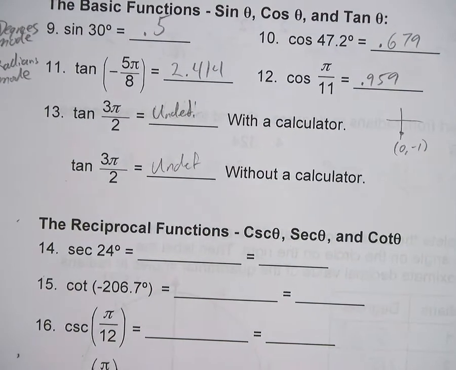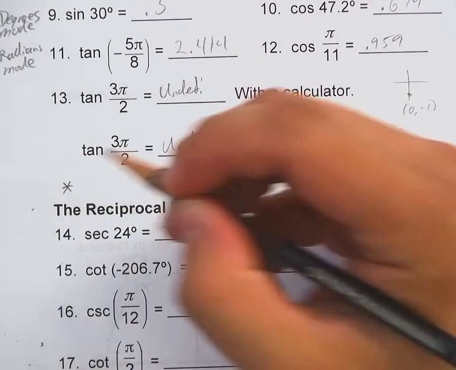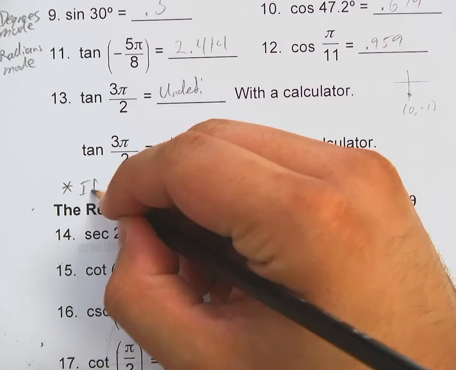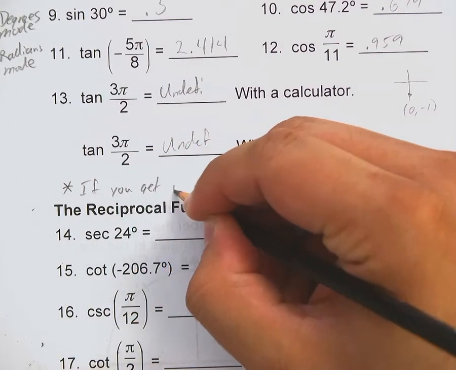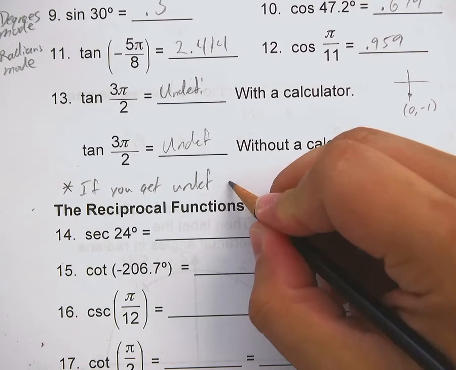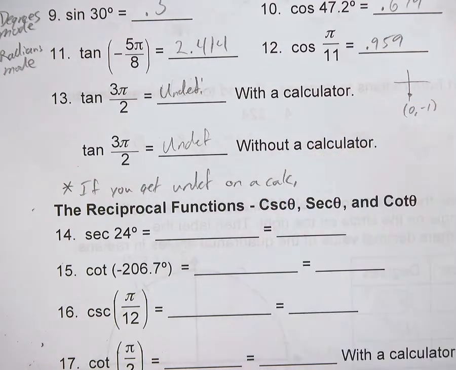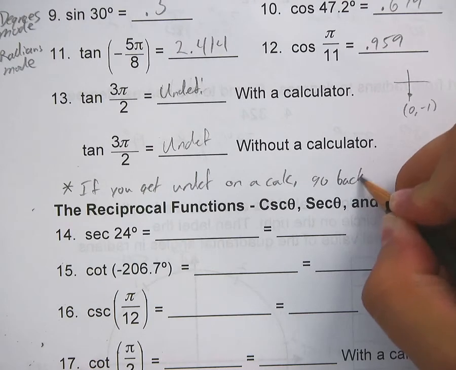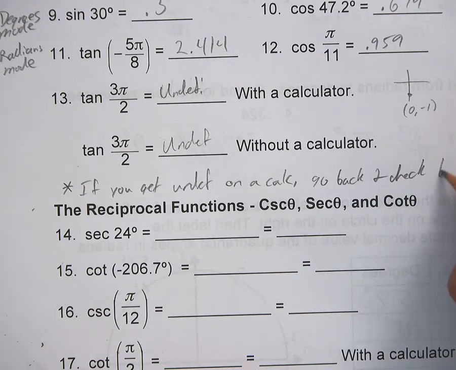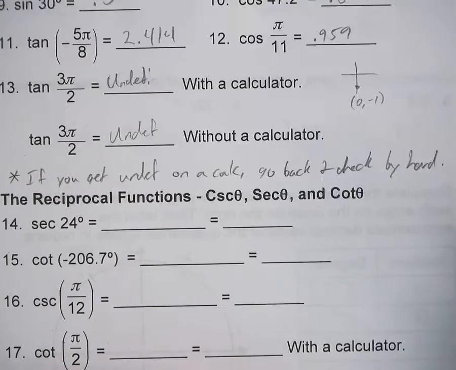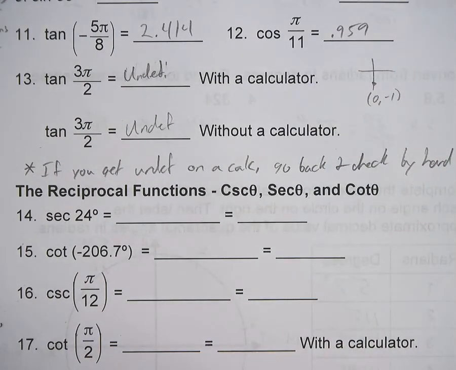A domain error? Could that mean that it is also undefined? Be careful with those. If you get an undefined value with the calculator, you have to go back and check it by hand. And what I'd like you to do is write yourself a little note here to remind you of that. If you get undefined on a calculator, go back and check it by hand.